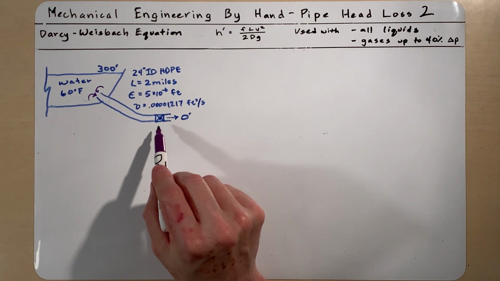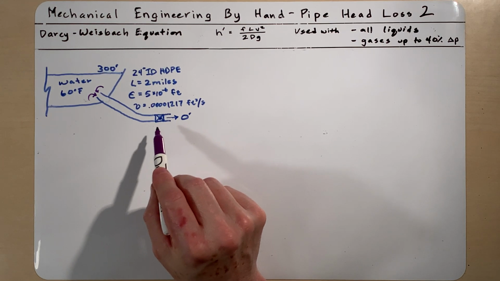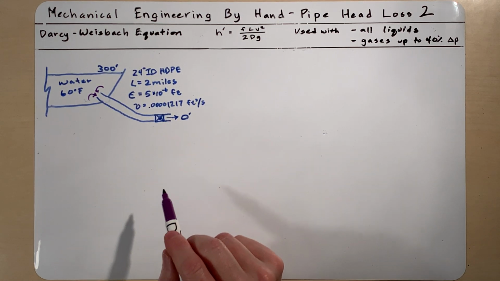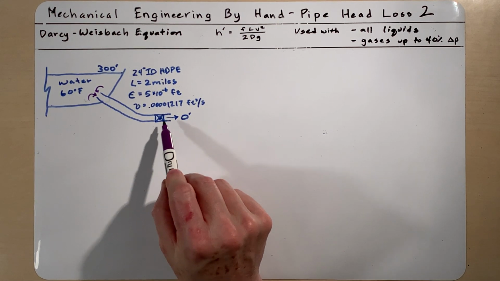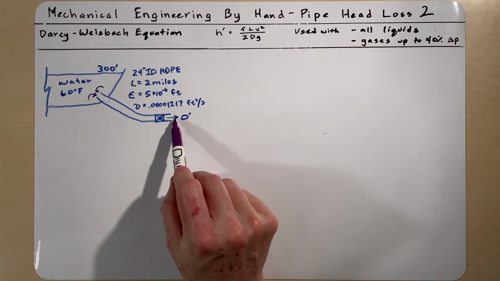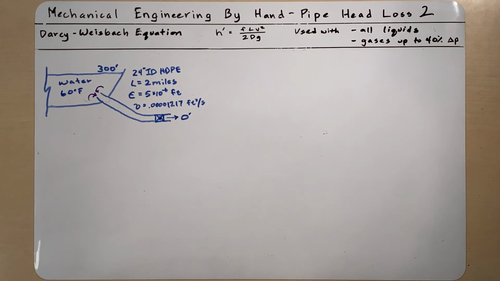And anytime you look up K values or equivalent lengths for valves, it is assuming they're 100% open. So this globe valve is 100% open. And then there's also a K value associated with this water when it discharges out into the atmosphere. So let's look at this.